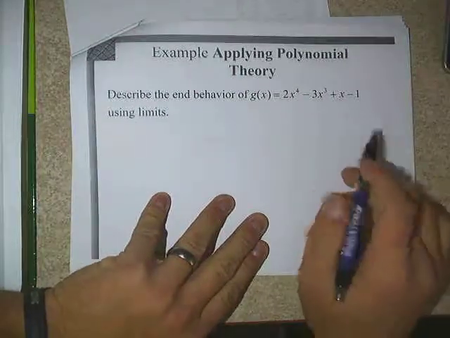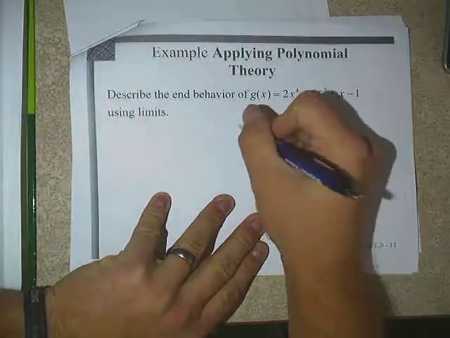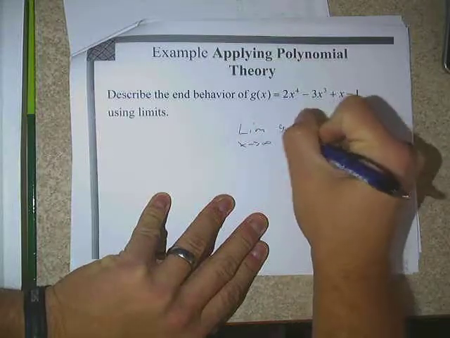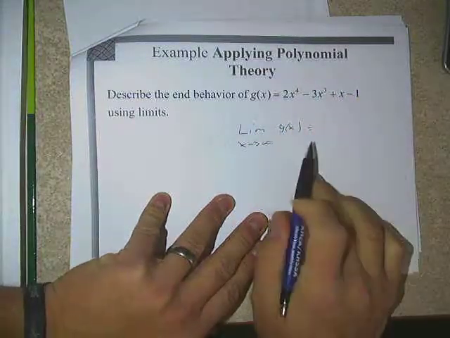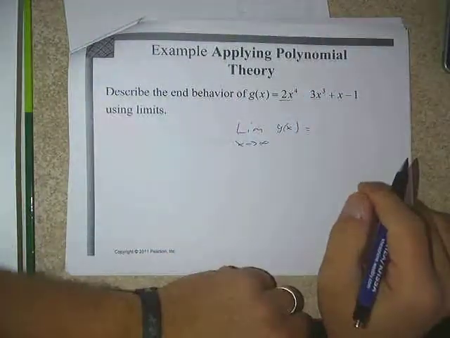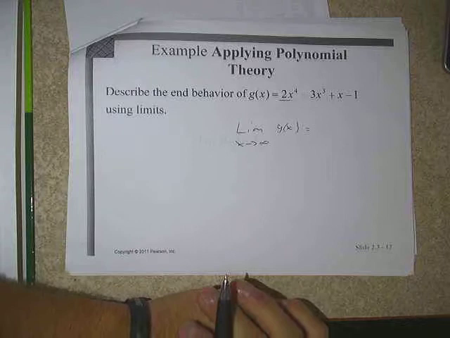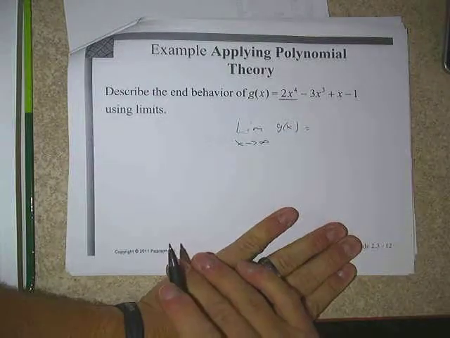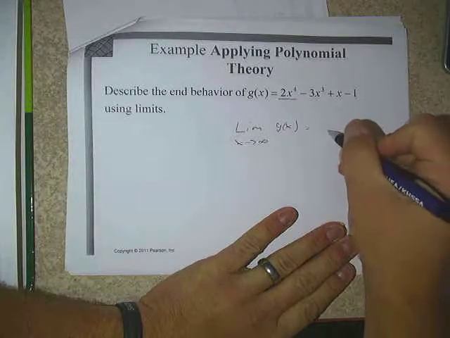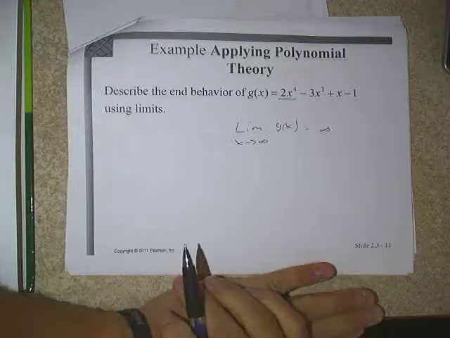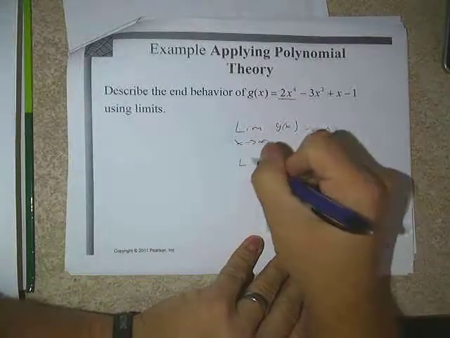Okay, so let's apply what we know about this then. Without looking at the graph here, what I want to know is what is the limit as x approaches infinity for g of x here. Okay, if we look at this function, we can see that the leading term is a quartic function. True? So if it's quartic and the 2 is positive, which it is, then this had better go to what? It better go to infinity. Okay, quartic functions are going to go to infinity at infinity.